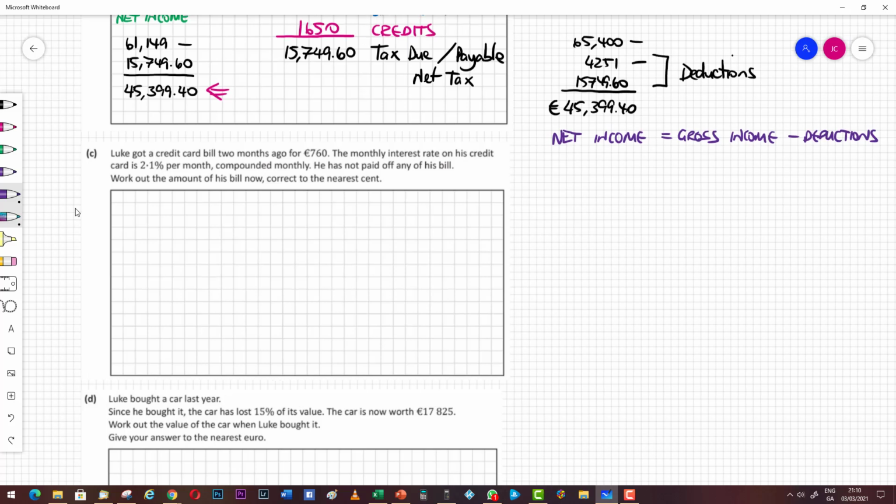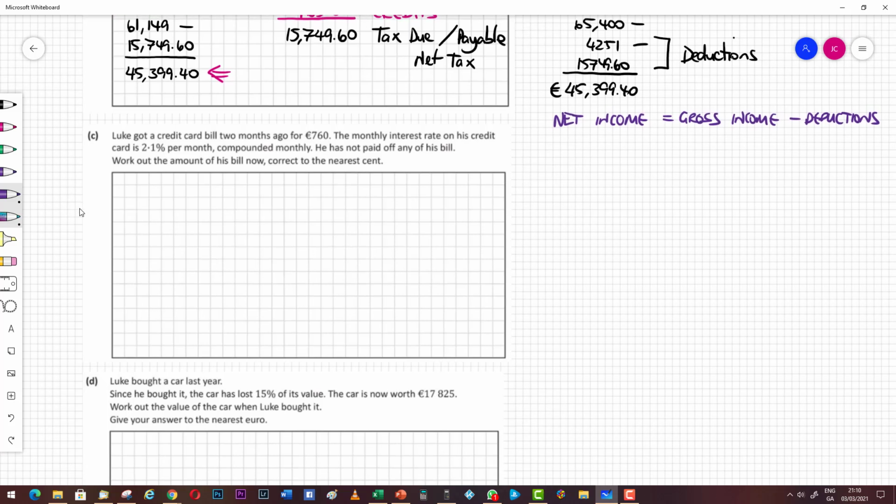The third part of the question is about interest rates. So we're told that Luke got a credit card bill 2 months ago for 760 euros. So Luke owes 760 euros to the bank. And the monthly interest rate on the bill is 2.1% per month. Normally we're given yearly interest rates, but here we're given it per month. And he's not paid off any of his bills. So the question is, work out the amount of his bill now correct to the nearest cent.